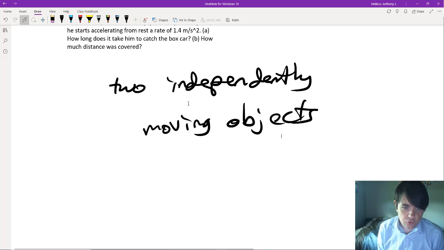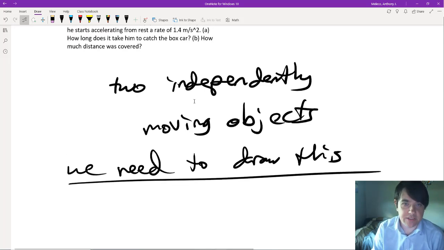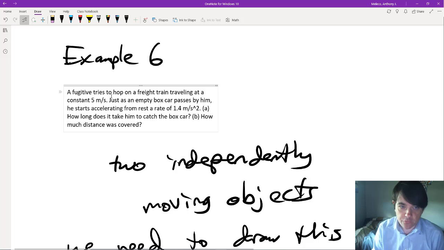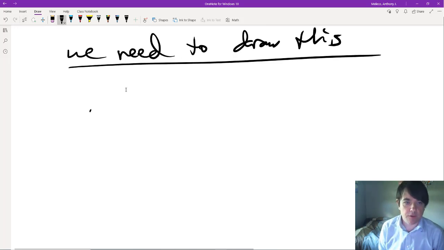So we need to draw this. This is a very complex system. Well, relatively speaking to what we've been doing. So a fugitive tries to hop on a freight train traveling at a constant 5 meters per second. So let's draw our freight train.